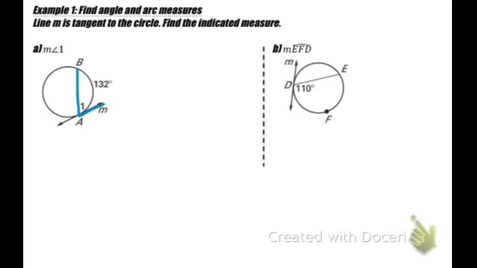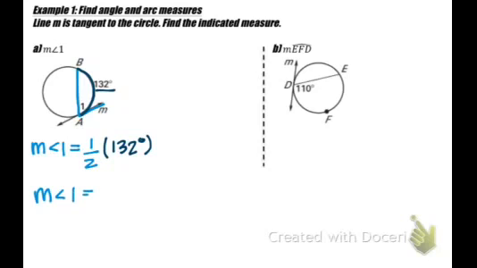So to figure out what the measurement of angle 1 is, we take 1/2 of 132. So the measurement of angle 1 is half of 132, which is going to be 66. Now if we look at B, we want to find the measurement of arc EFD.